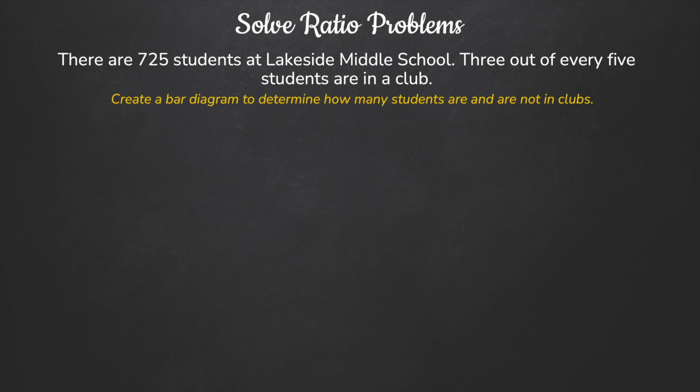To get us started, here we have a problem that says there are 725 students at Lakeside Middle School. 3 out of every 5 students are in a club. Create a bar diagram to determine how many students are and are not in clubs.